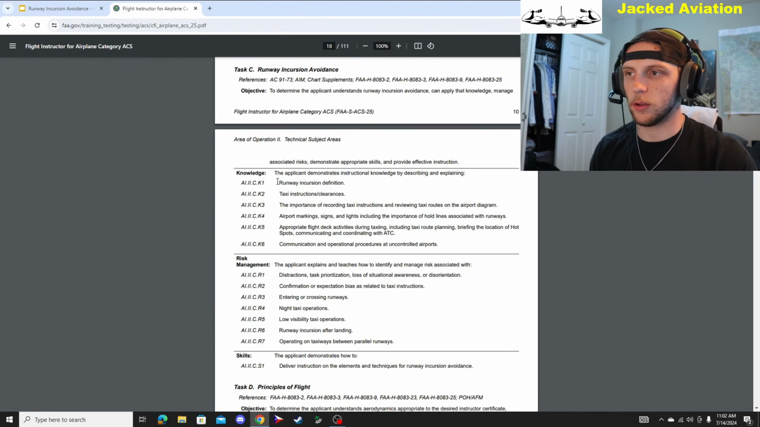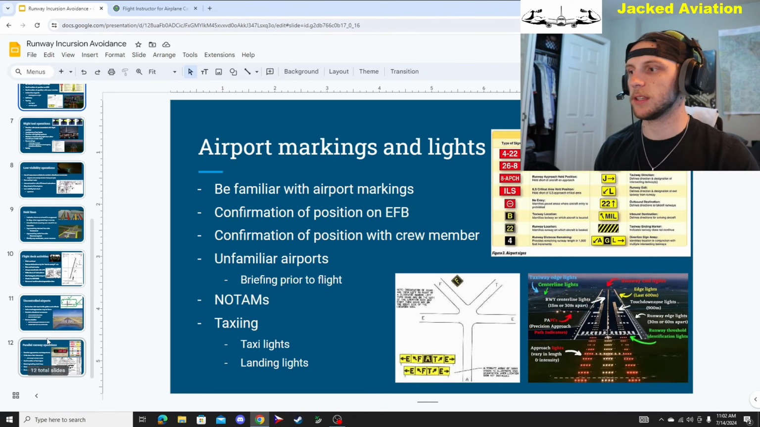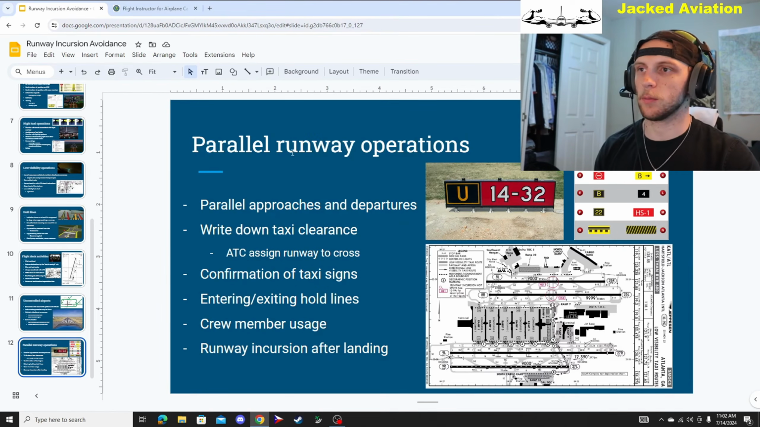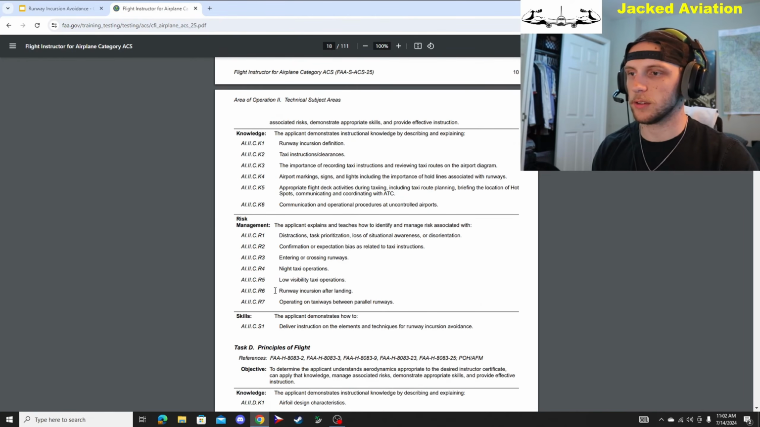So again, you see how these 6 slides can become easily 12, 13, 14. This one specifically, I only have 12, going up to parallel runway operations, which is the last section of the risk management skills, which I check off, the operating on taxiways. And then the last one would be the skills, okay? Delivering instruction on the elements and techniques for runway incursion avoidance.